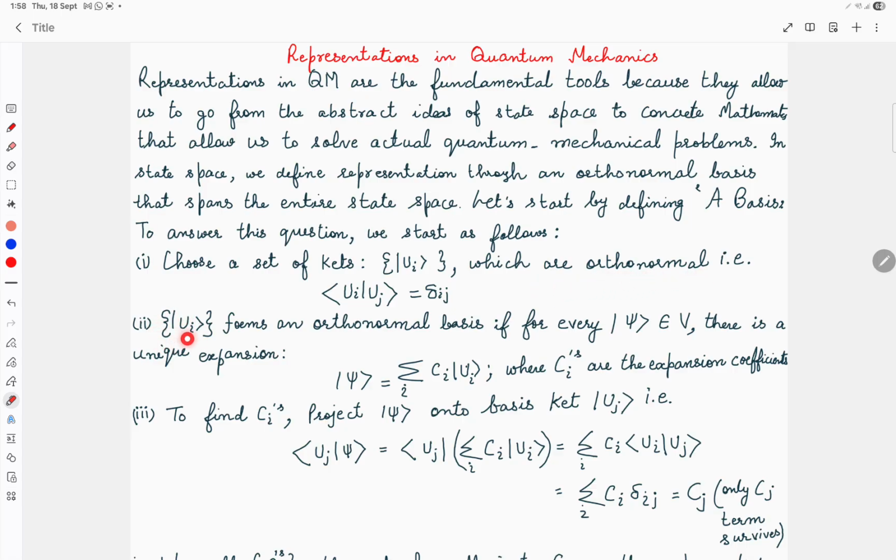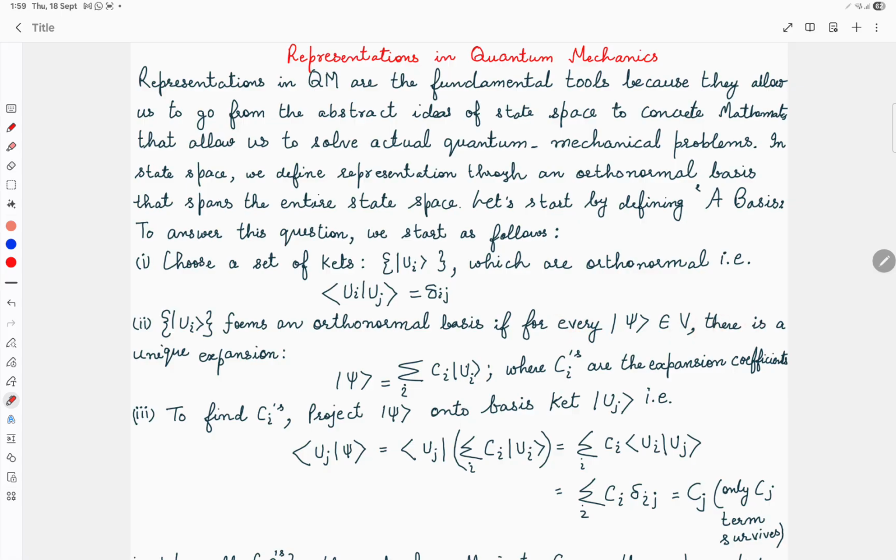Now this set of ket u_i's forms an orthonormal basis if for every ket psi belonging to the vector space there is a unique expansion. That is, this set of ket vectors will form an orthonormal basis only if we can use it to represent any ket psi in the complete vector space, which for quantum systems is a Hilbert space.